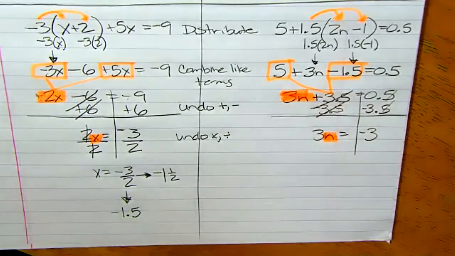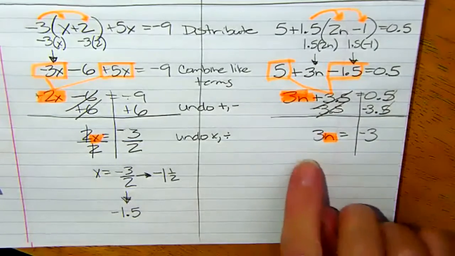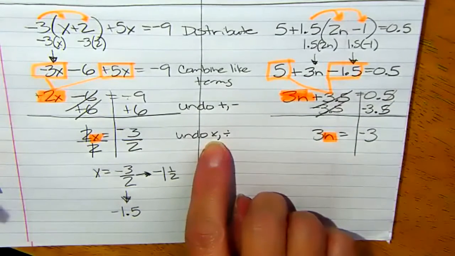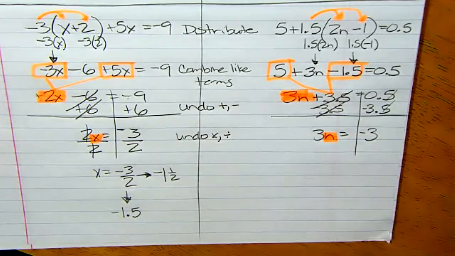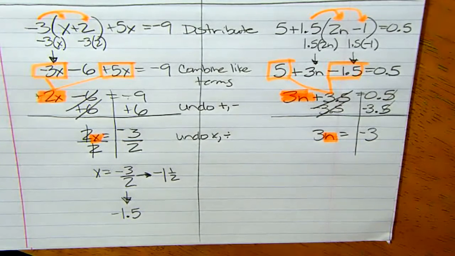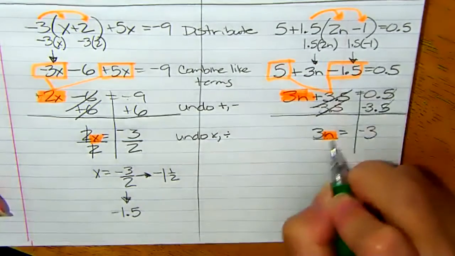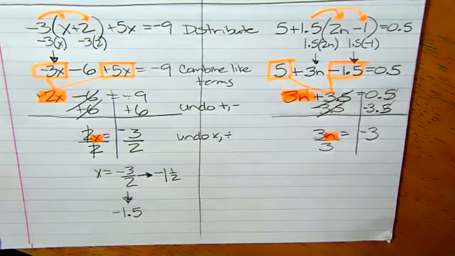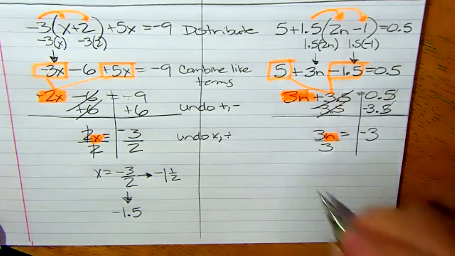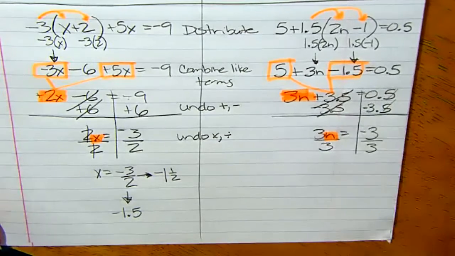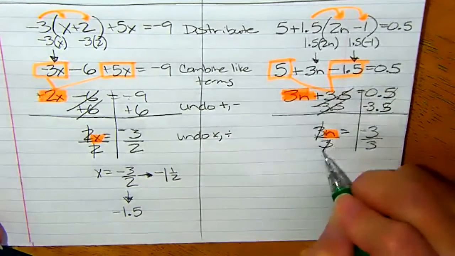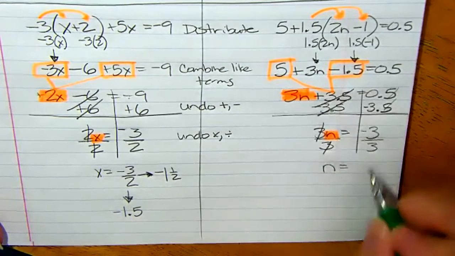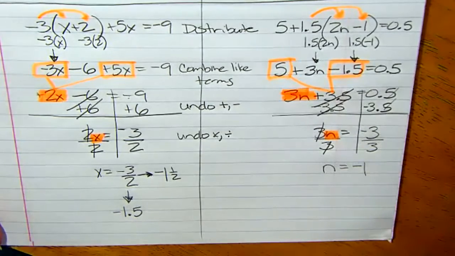Now, I need to isolate my variable, but I need to undo the multiplication and the division. So to undo times 3, I am going to divide by 3. What I do to one side, I must do to the other. So these guys cancel, and I'm left with n equals -1.